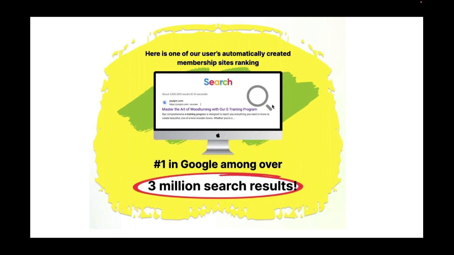And this, again, is the system that is responsible for over 30,000 traffic hits per month from a previous software that we've done. Number 1 in a Google search among over 3 million search results, and already ranking and getting traffic with this system. So we're really super proud of that.